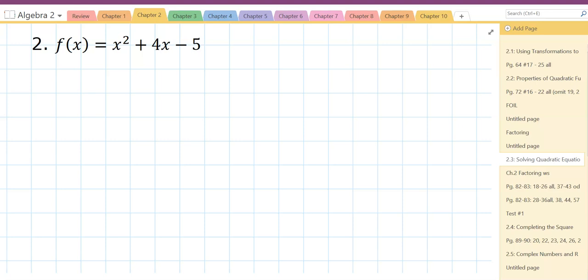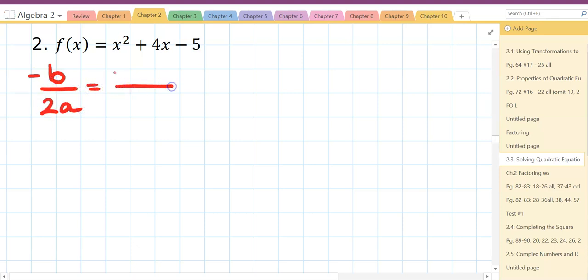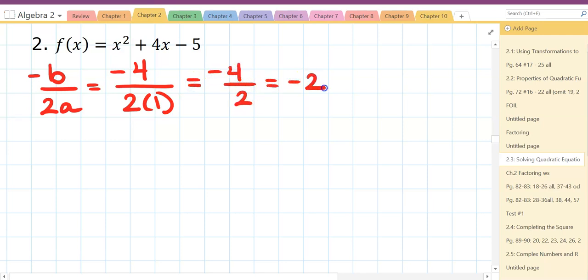All right, let's go over this one. It looked like a lot of you had a good start on it. So you started with your negative b over 2a. What number is your b? Good, 4, and a is 1. So you end up with negative 4 over 2, which would be negative 2.